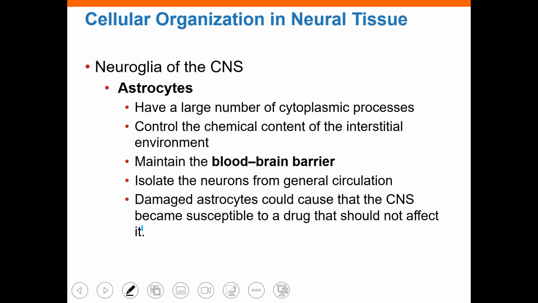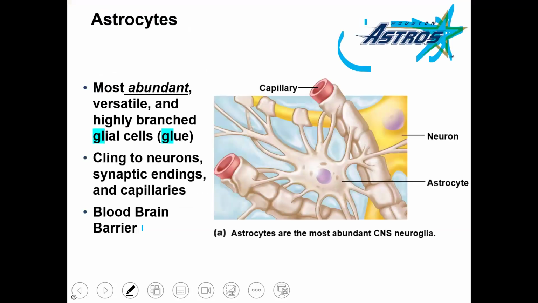They isolate the neurons from the general circulation, and then damaged astrocytes could cause the central nervous system to become susceptible to a drug that should not affect it. So damaged astrocytes will have implications on that blood-brain barrier, is all that's saying. So we can see our astrocyte here. This is the most abundant, versatile, highly branched glial cell.